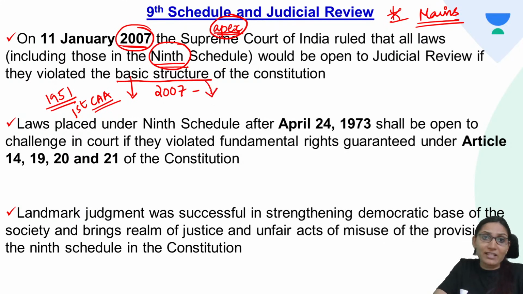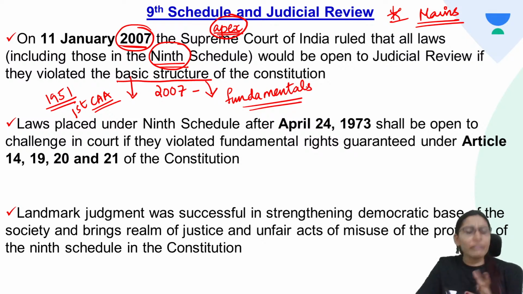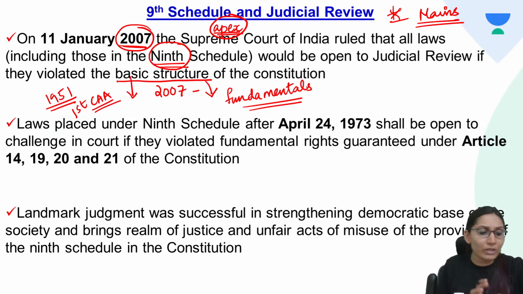So, what is this basic structure of the Constitution? Basic structure means the fundamentals of the Constitution, the fundamental ideals of the Constitution. If they are violated, then the law can be removed or reviewed by the Supreme Court. This was a statement given by the Supreme Court in 2007. Now, the laws placed under the 9th schedule after 24th of April 1973 shall be open to challenge in court if they violated fundamental rights.